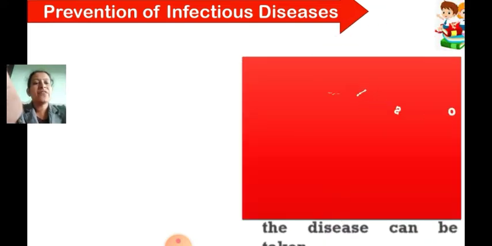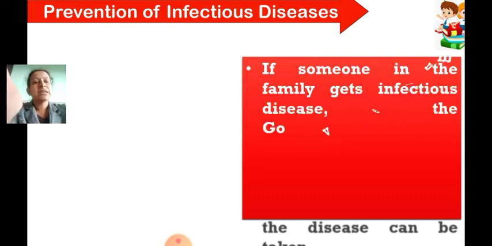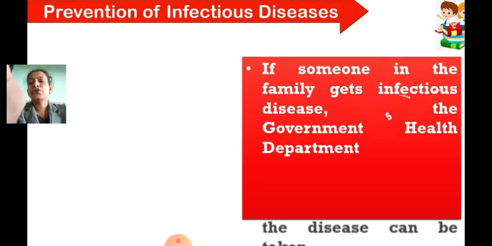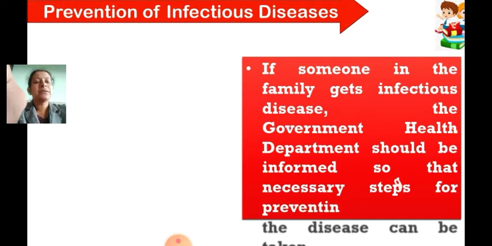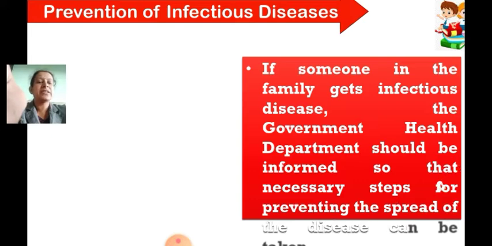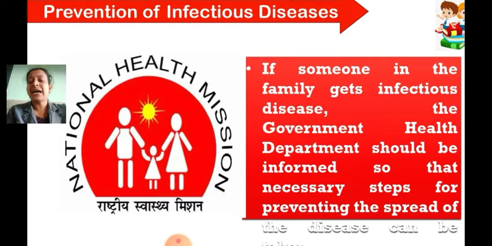If someone in the family gets an infectious disease, the government health department should be informed so that necessary steps can be taken for preventing the spread of the disease. Fine. So the health department should be informed if anyone has any infectious disease. Okay. So this is regarding how we can prevent infectious diseases. There are other methods of prevention also. So let's proceed with the next part of the lesson.